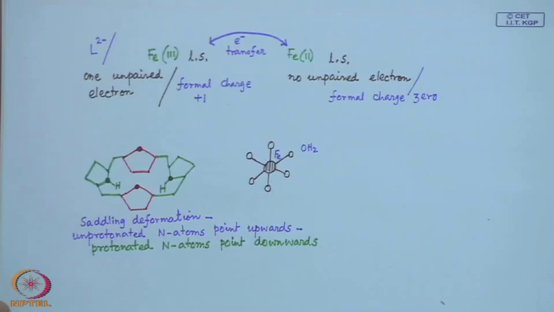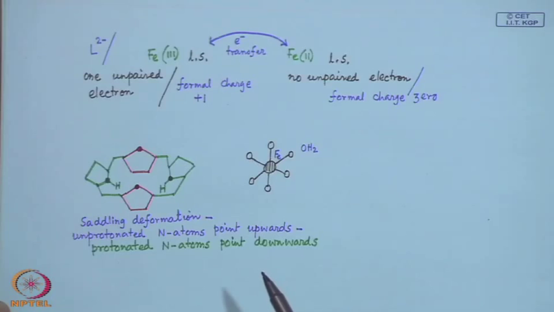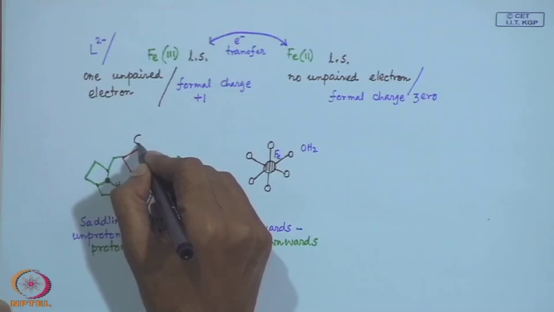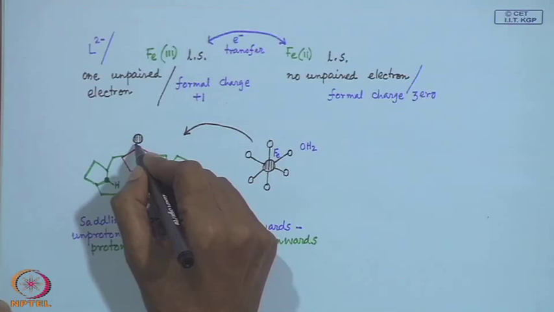So, what will happen next? That you bring this iron above it. So, these two nitrogens will be available from the top only. So, your iron will come over here. So, we are bringing this on this. So, this is your iron. So, it will form two bonds, one with this nitrogen and another with the second nitrogen.